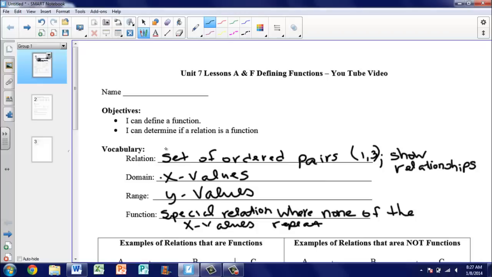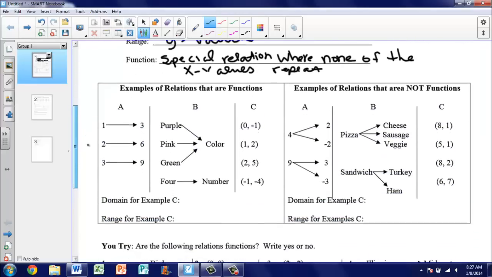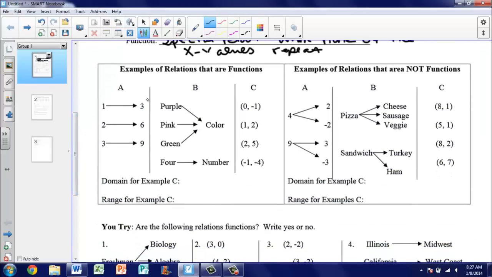So let's scroll down here so we can take a look at some examples. First we have examples of relations that are functions. Here we have example A, an example that is what we call a mapping. The first column here is your x values, and the second column represents your y values. If we were to write ordered pairs, this would be 1, 3, and then 2, 6, and 3, 9. Notice that this is an example relation that's a function because none of our x values repeat. We have a 1, 2, and 3.